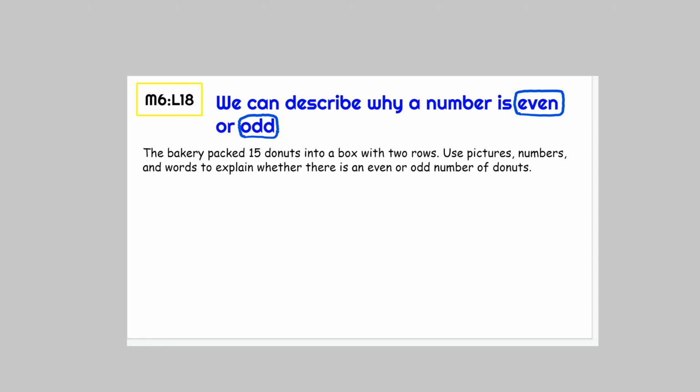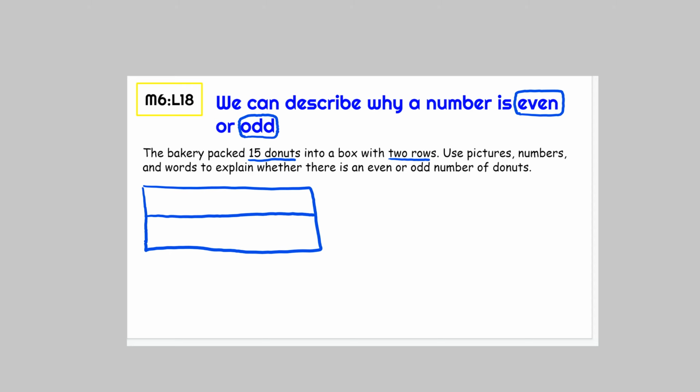word problem. The bakery packed 15 donuts into a box with 2 rows. So I know my total is 15, and I know that I need to draw a rectangle with 2 rows. I'm going to take my rectangle, and I'm going to divide it evenly into 2 rows. So now I have to see if I can arrange my 15 donuts.